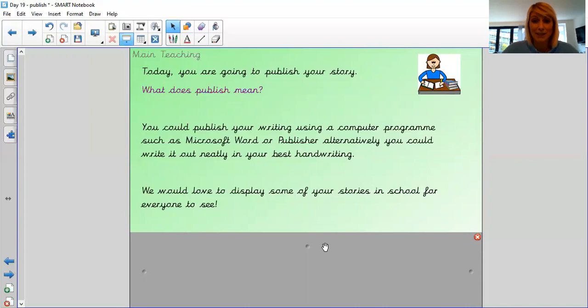So the idea of publishing is to share our final piece of work with other people, isn't it? Just like authors publish their stories and share books with people to buy and enjoy, we want to share your stories for people to enjoy. So we would like to put these on display when we're back in school. So do take care with writing up your stories today, or typing up if you're typing them up, and we'll be able to share those when we get back into school and we're back together.